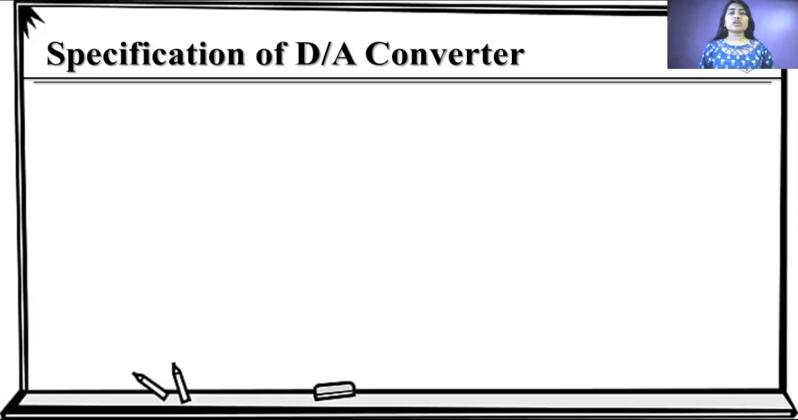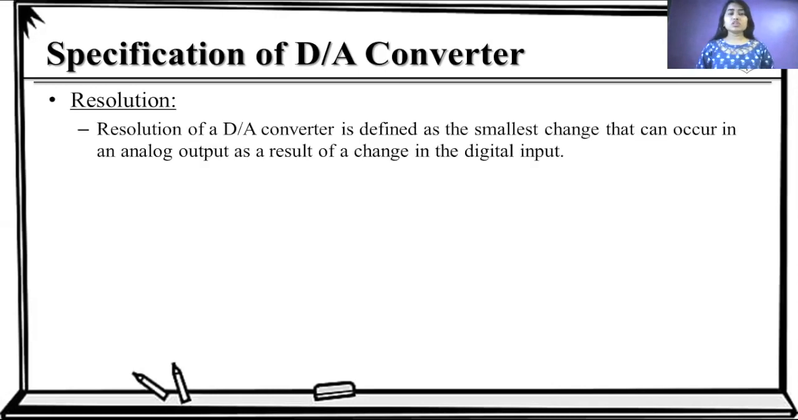Specification of D to A converter, that means what are the criteria which we have to consider when we design this D to A converter. So number 1, resolution. Resolution of a D to A converter is defined as the smallest change that can occur in an analog output as a result of a change in the digital input.